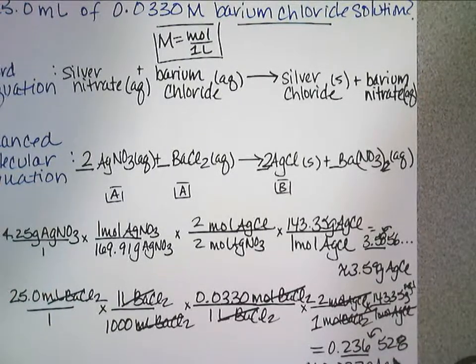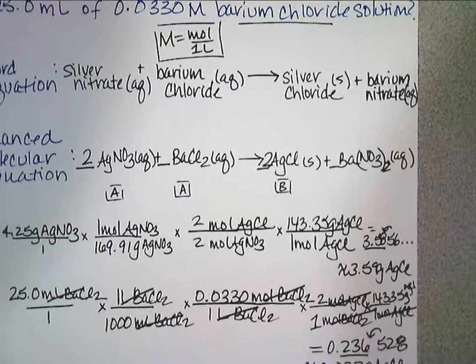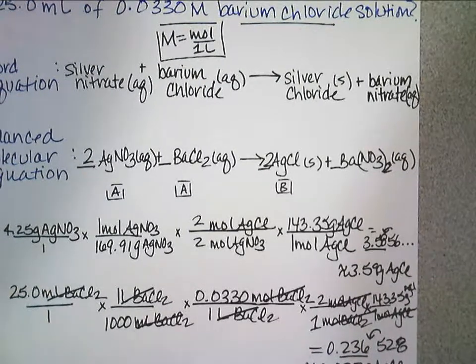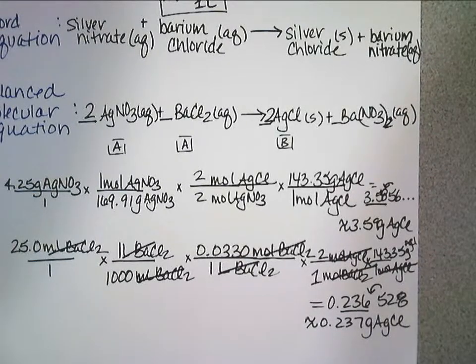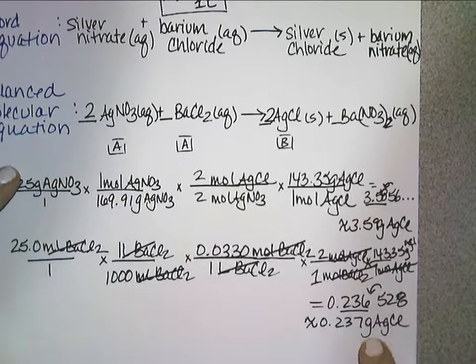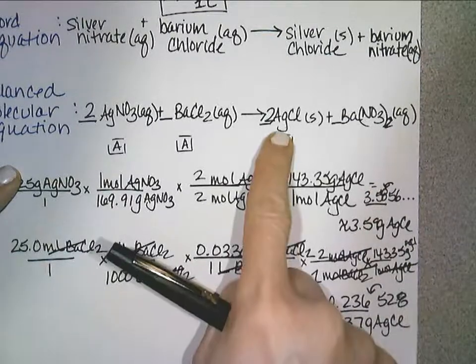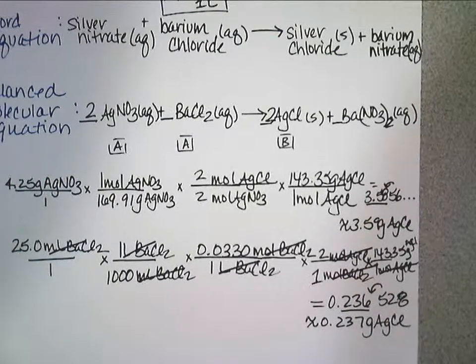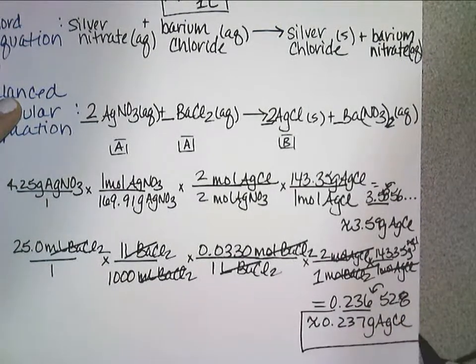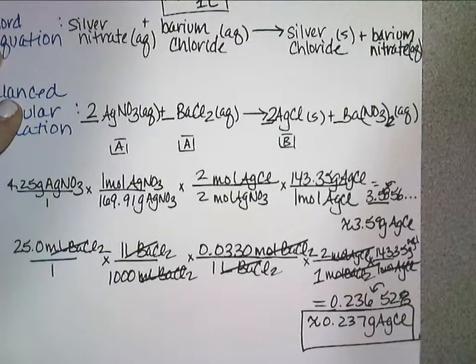grams of AgCl. So when comparing these two quantities, which of the reactants produce the least amount of product? Because that's our limiting reactant. Well, comparing AgCl, which is our product, BaCl2 produced the least amount. So that's our limiting reactant. So this ends up being the mass of the product.